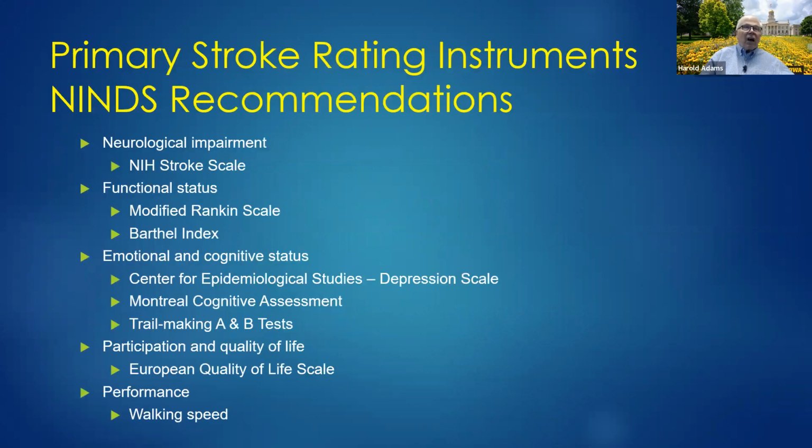Now, these are for stroke. These are the recommendations from the NIH. Neurological impairment, the NIH stroke scale. Functional status, the modified Rankin scale or the Barthel index. Emotional and cognitive status, you can see we have a depression scale. We have the Montreal Cognitive Assessment. We have Trail Making A and B tests. We have participation and quality of life, the EuroQol. We have performance such as walking speed.